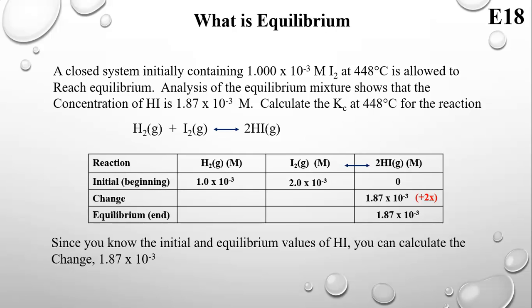Now notice what that represents in terms of the variables we've been using in the previous problems. There's a 2 coefficient in front of HI, and there's some amount of change that we've been calling X. So that 1.87 times 10 to the minus 3 represents 2x. It represents a change of positive 2x. So that's useful when we go to figure out what is the change of H2 and I2. So see if you can come up with that. What should be on the change line for H2 and I2? It's a specific number, but how do you calculate that specific number?